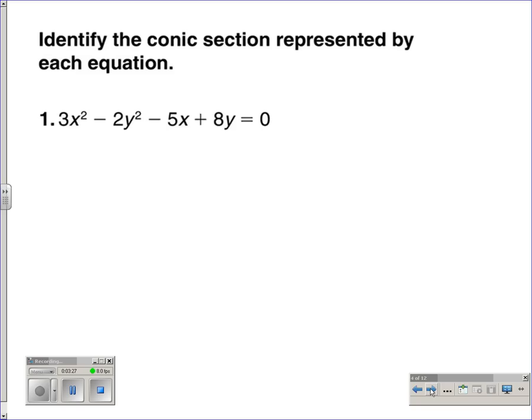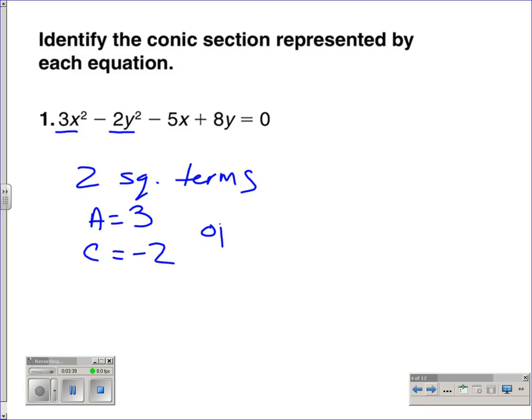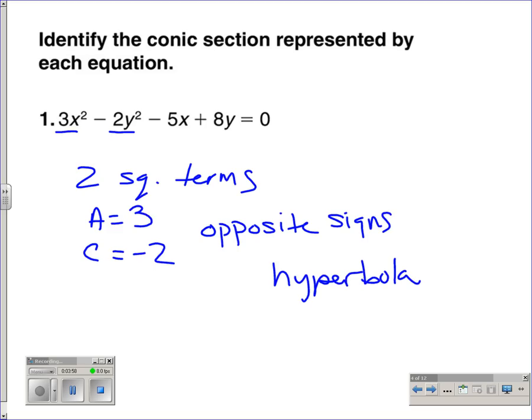So let's look for squared terms. This one I have 2 squared terms. So the a is 3, and the c is -2. They have opposite signs. So which one of those 4 would it be? With 2 squared terms, we can eliminate parabola. And opposite signs means it has to be a hyperbola. So we don't need to have it in the graphing form to be able to tell that. That's the whole idea.